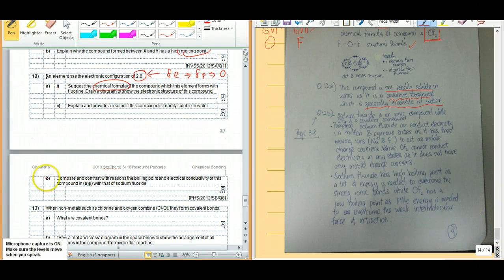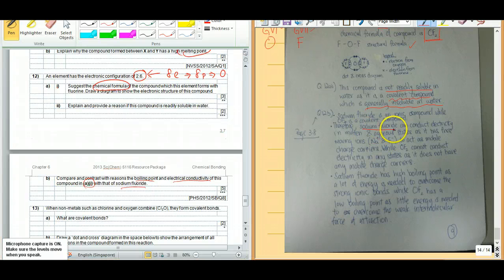Next up, let's move on to 12b. Compare and contrast with reasons the boiling point and electrical conductivity of this compound in A part 1 with that of sodium fluoride. You realize the same themes repeat itself. Boiling point, melting point, electrical conductivity. So first, you must know what's the difference between your OF2 and sodium fluoride. So OF2 is a covalent compound, whereas sodium fluoride is an ionic compound. So that's one big difference here.